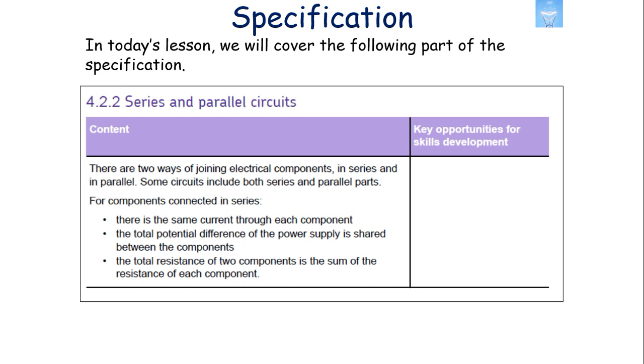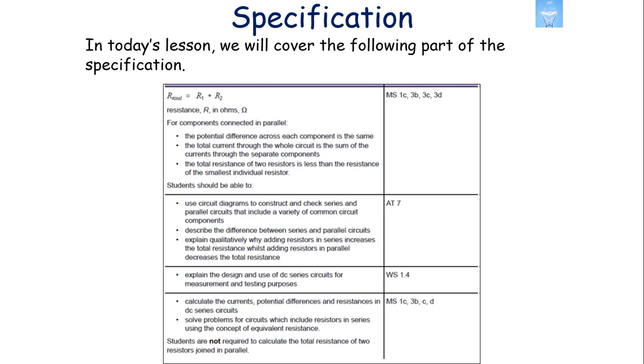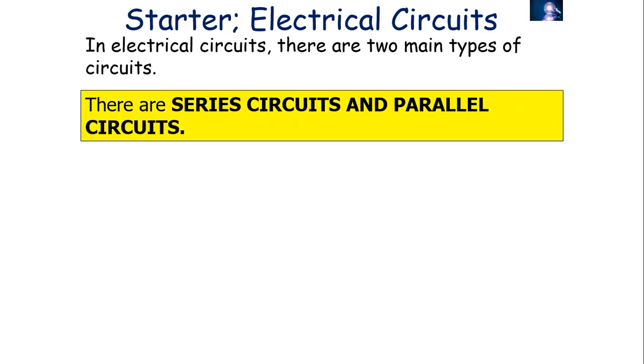As you can see here in the AQA Combined Science and Separate Science specification, you need to be aware of what a series and parallel circuit are, then in these particular circuits, how current can change, how potential difference can change, and then lead that onto how resistance can be changed in these circuits as well. So, firstly, in electrical circuits, there are two main types of circuits.